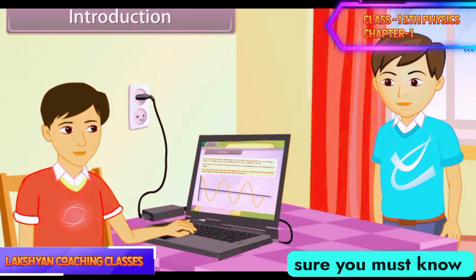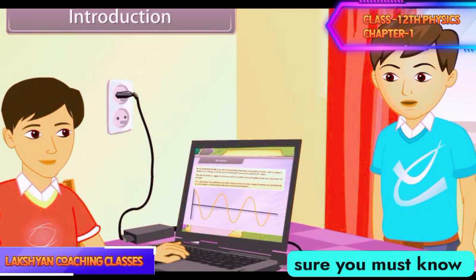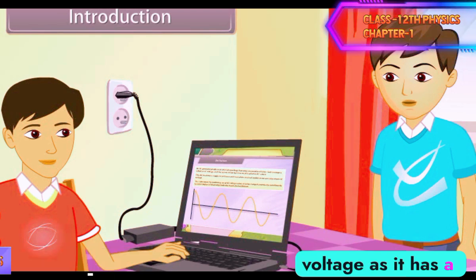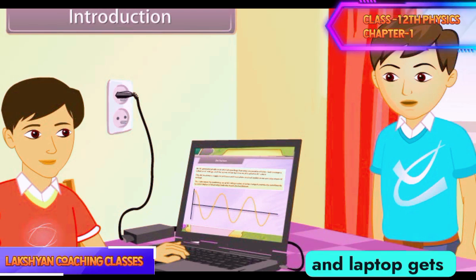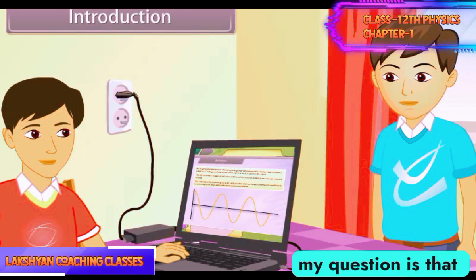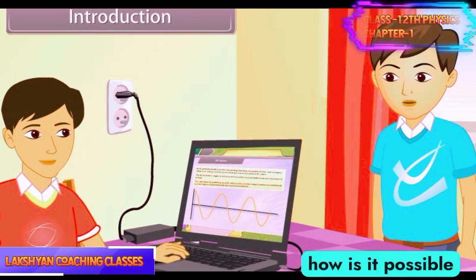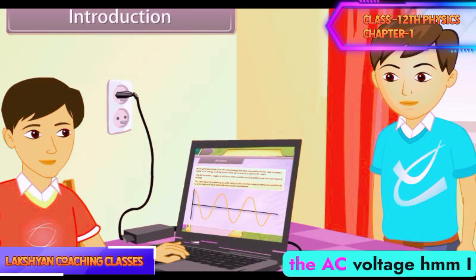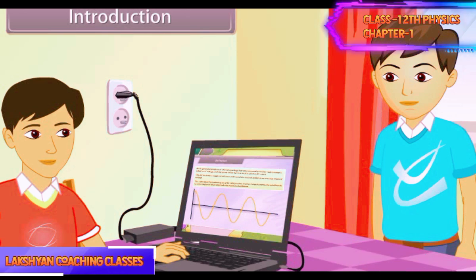Yeah, sure. You must know that a laptop works on DC voltage as it has a battery, and the laptop gets charged by plugging the charger into the AC voltage. My question is, how is it possible that the laptop works on the AC voltage? I really don't know about that.